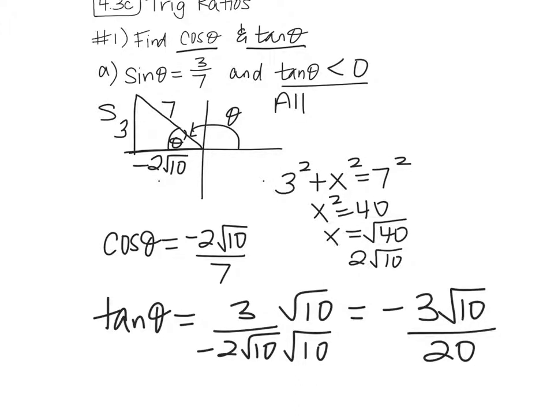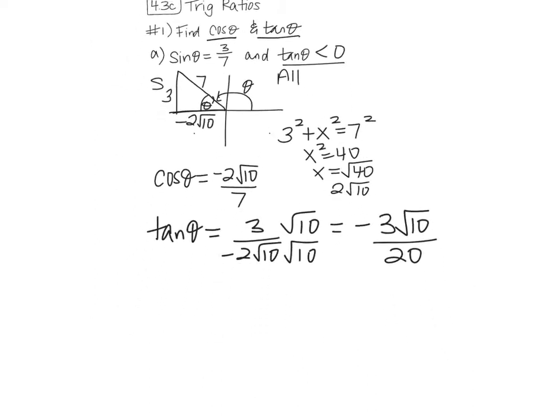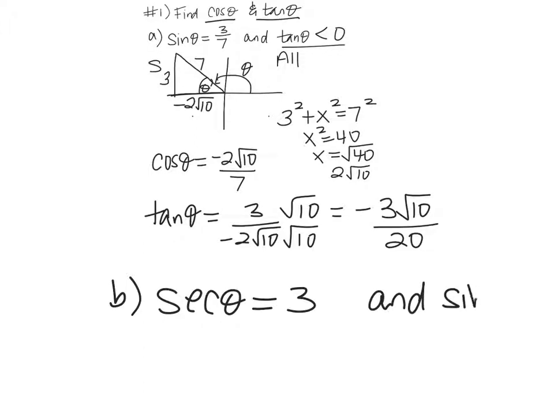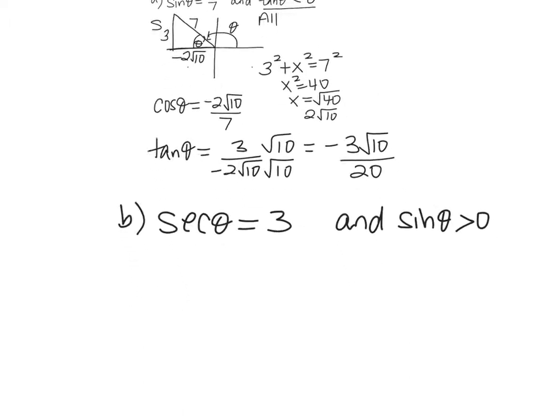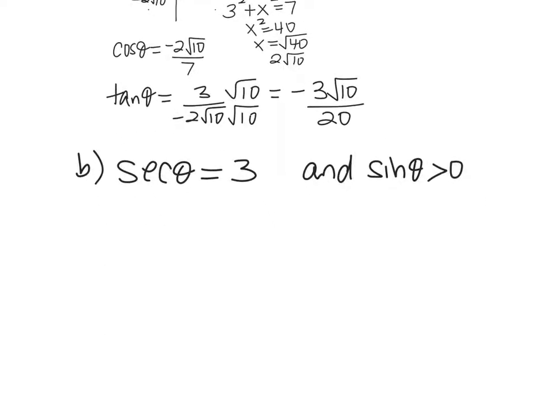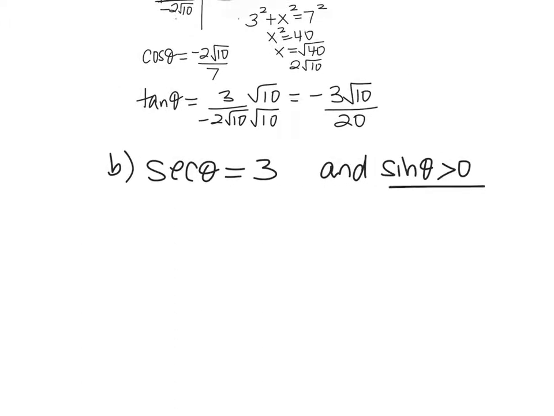So you've done this before in quadrant 1, so now we're opening it up to all of them. All right, we're going to do 2 more, and then we'll work on that review sheet. All right, letter B. Secant of theta is given to us as 3, and sine of theta is greater than 0. So secant is 3, and sine is positive. All right, what quadrant are we in? 1, exactly. Secant is the reciprocal of cosine. Cosine's positive in 1 and 4, so that narrows it down. But sine's also positive, and the only place that sine and cosine are both positive would be quadrant 1. Very good.